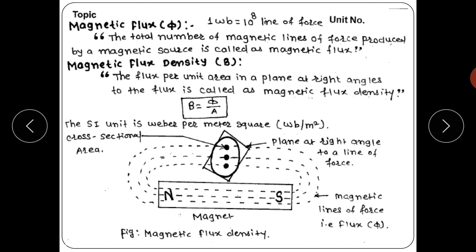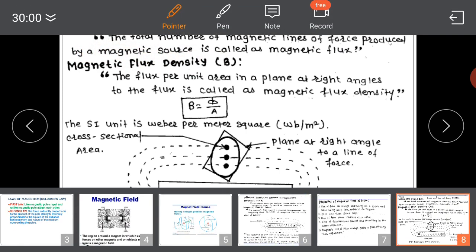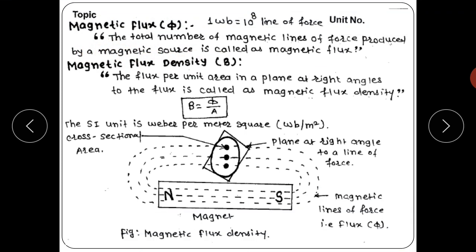Then next, the magnetic flux. What is meant by magnetic flux? The total number of magnetic lines of force produced by a magnetic source is called magnetic flux. The unit of magnetic flux is the Weber. 1 Weber is equal to how many lines of force? It is 10 raised to power 8 lines of force. Magnetic flux density is denoted by B, and the unit is Weber per meter square.